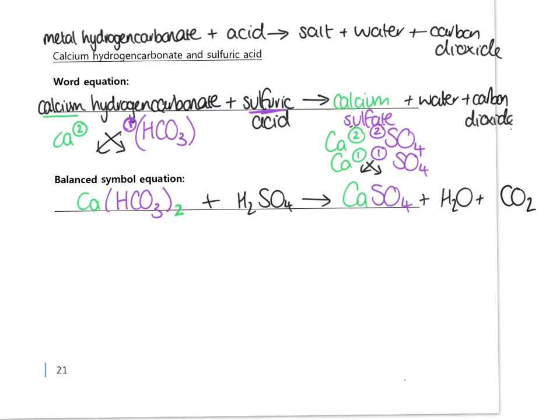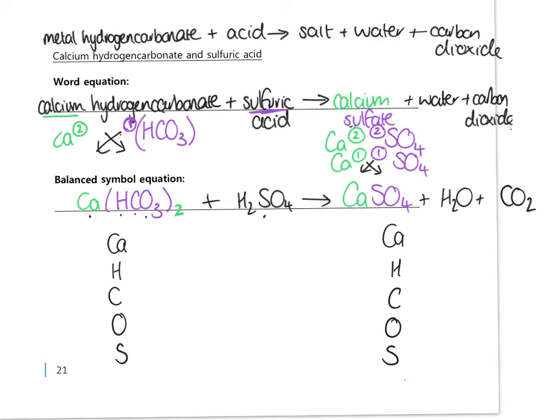This equation is not balanced, so I need to make the list of elements on either side of the equation. So let's identify them first of all and separate them all out. So I've got calcium, I've got hydrogen, I've got carbon, I've got oxygen, and then I've got sulfur. Copy that list on the right hand side as well. Calcium, hydrogen, carbon, oxygen and sulfur.